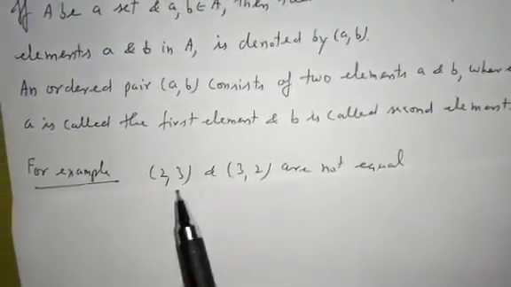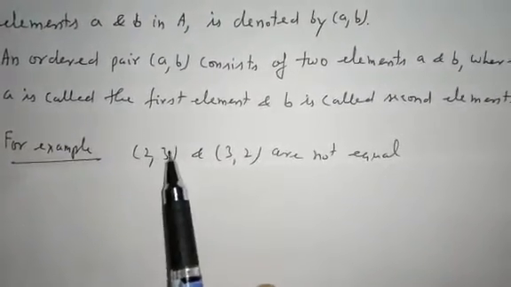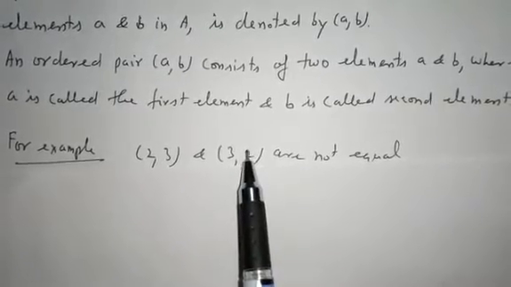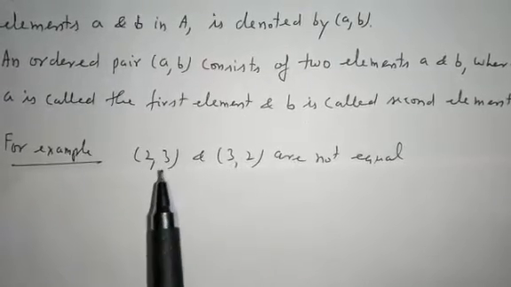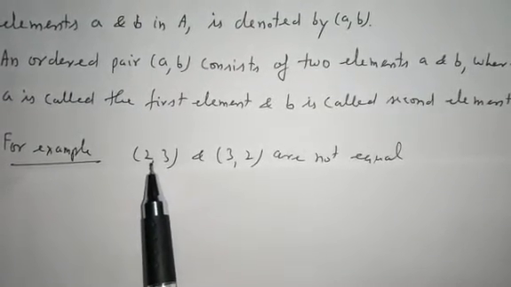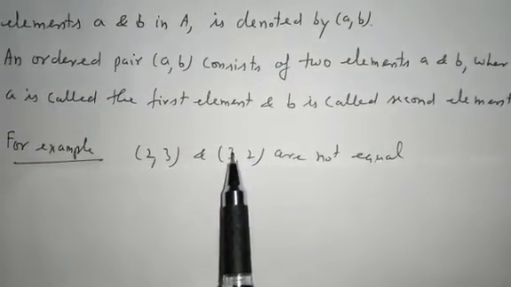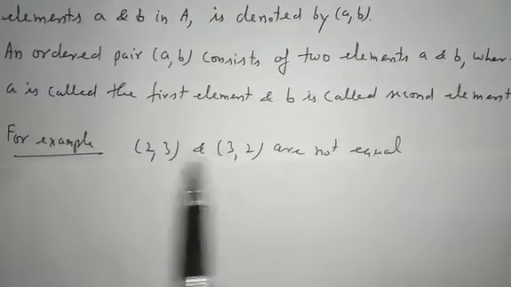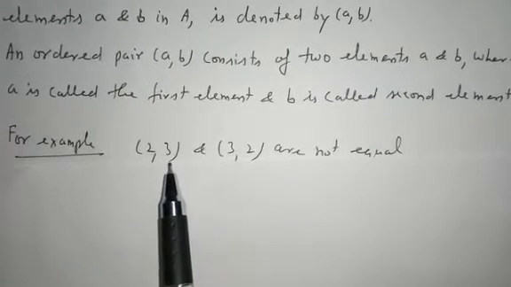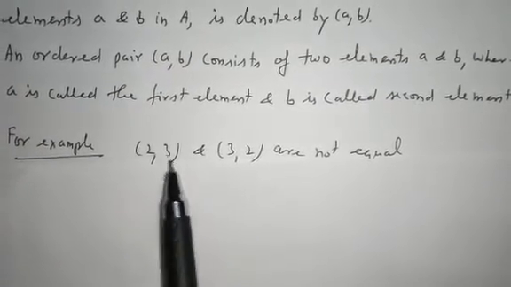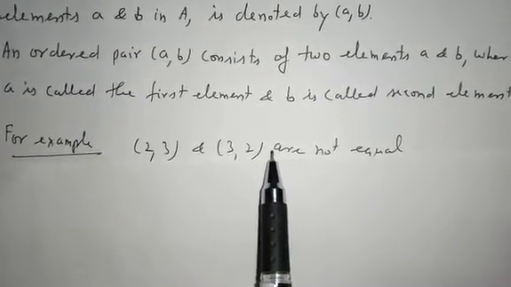For example, (2, 3) and (3, 2) are not equal. (2, 3) is an ordered pair, and (3, 2) is also an ordered pair. These two ordered pairs are not equal because in the first ordered pair the first element is 2 and in the second ordered pair the first element is 3. In both ordered pairs, the elements at their respective positions are different. Here the second element is 3 and here the second element is 2. So that's why these two ordered pairs are not equal.